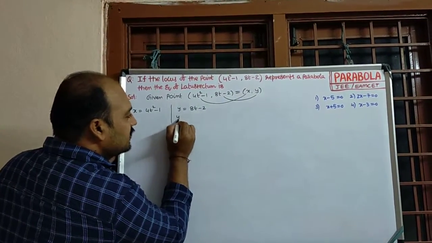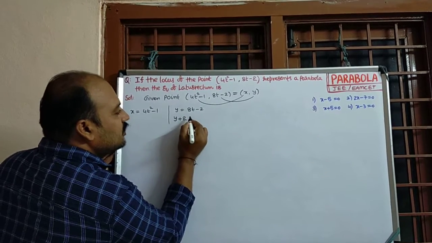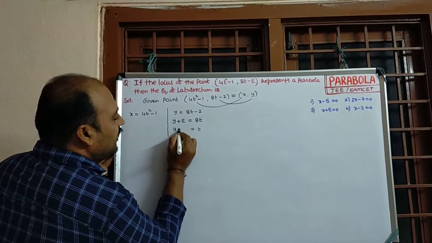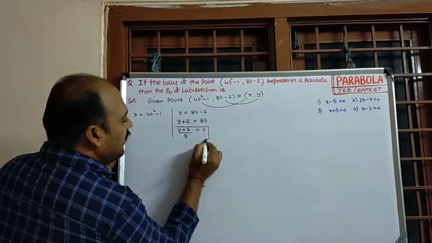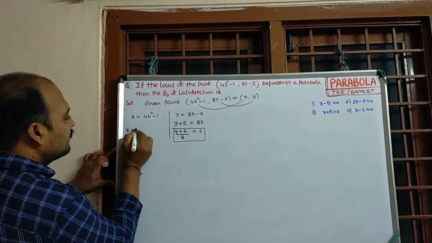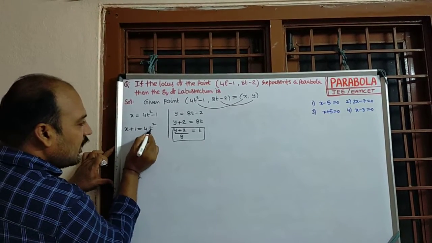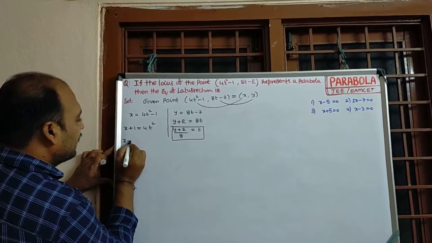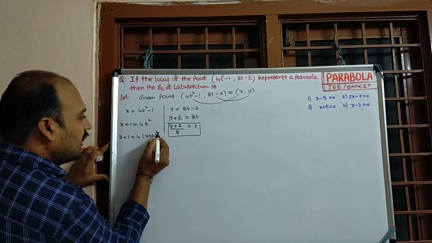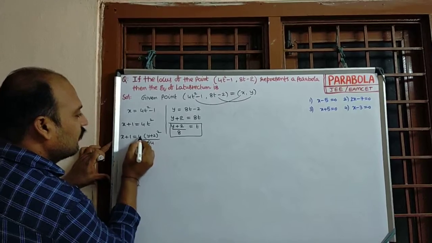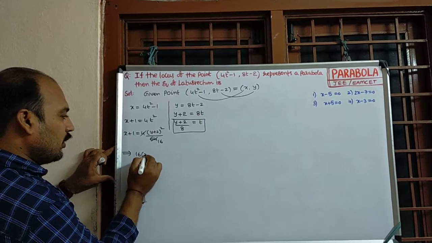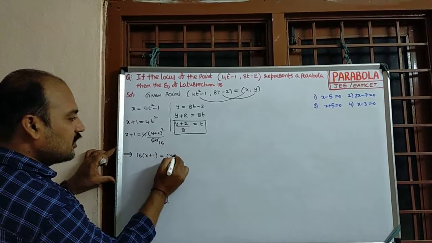So what I am doing is, taking −2 to this side, y + 2 = 8t. Making t the subject, (y + 2)/8 = t. This t value we substitute in the other equation. Taking −1 to this side, x + 1 = 4t². In place of t, replace this value. x + 1 = 4 × ((y + 2)/8)², which is (y + 2)²/64. 4 ones are 4, so 16. Cross multiplying, 16(x + 1) = (y + 2)².